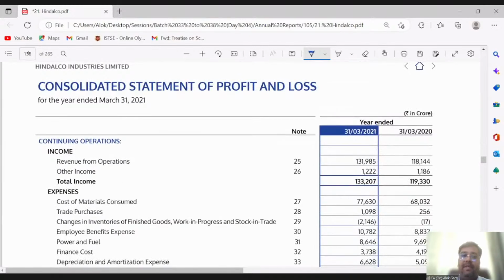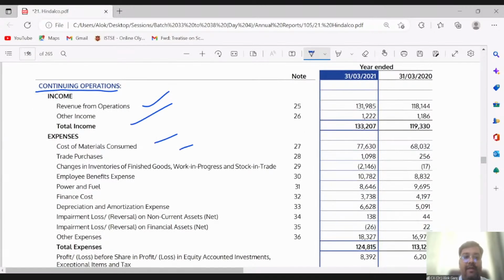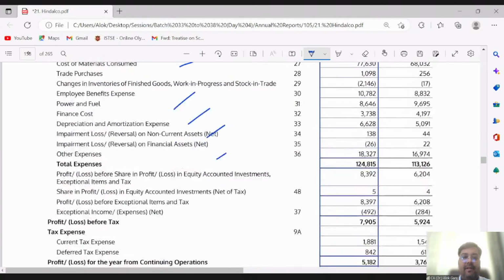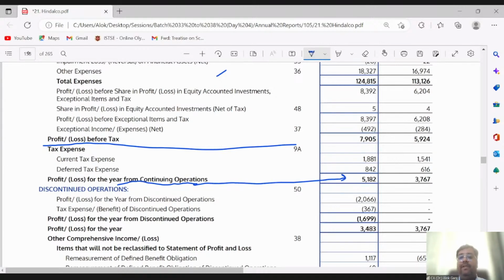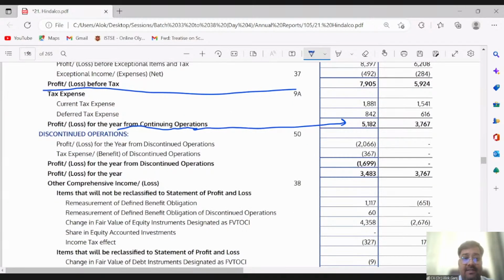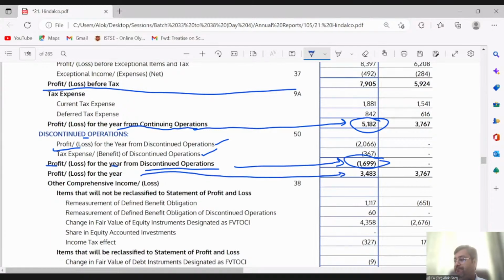In the P&L, let's see, in the P&L, continuing operation, income, revenue, other income, total income, expense, everything is there in a detailed manner. Everything is there, right? So this is your profit, PBT, tax. This is your profit or loss, PAT, from continuing operation, 5182 crores. Now, friends, this is discontinued operation. PBT from discontinued operation, tax benefit from discontinued operation, then profit or loss for the year from discontinued operation. You can see that this is from continuing operation, this is from discontinued operation, and this is your profit or loss for the year, right?